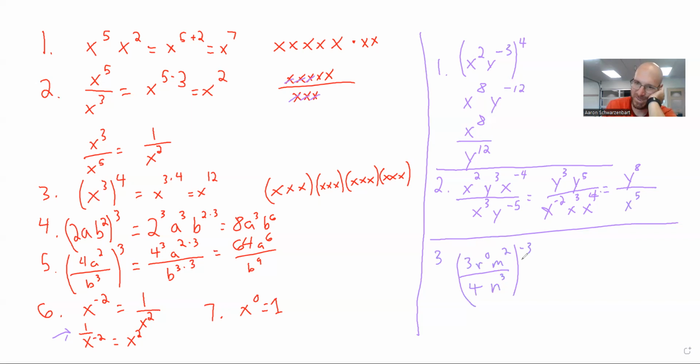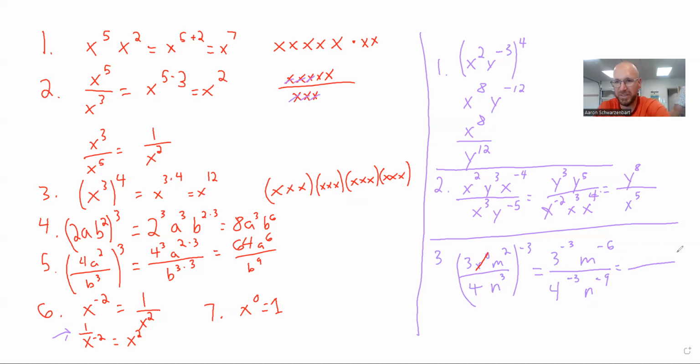Okay. So first thing I'm going to do, r to the 0 is 1. I don't need r to the 0 because times 1 means nothing. So I'm just going to get rid of that. And then I will apply this -3 to all of them. 3 to the -3. M, multiply the 2 times -3 is -6. 4 to the -3. And 3 times -3 is -9.